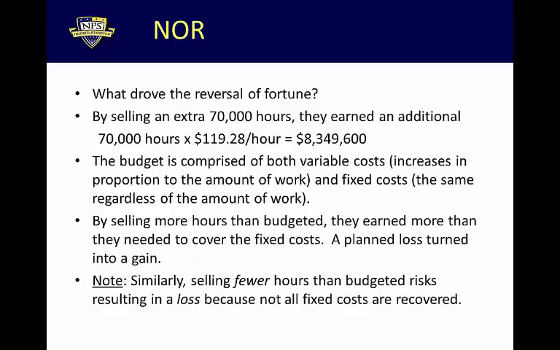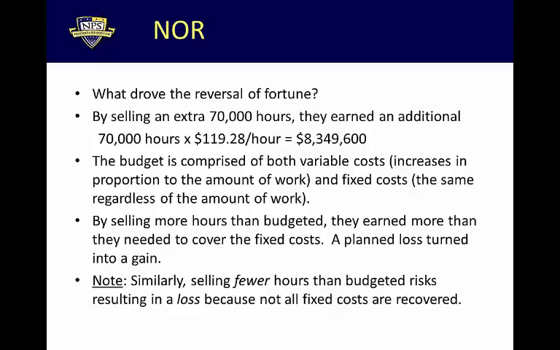Well, by selling those extra 70,000 hours, remember they budgeted 1,530,000 and they sold 1.6 million, they earned an additional $119 per hour times those 70,000 hours. So they brought in 8 million more in revenue than they anticipated. And because our budget's comprised of both variable costs, those that increase in proportion to the work, and fixed costs that stay the same regardless of the amount of work, when they sold more hours than budgeted, they earned more than they needed to cover those fixed costs. And so a planned loss turned into a gain.